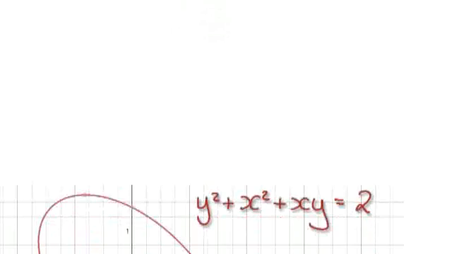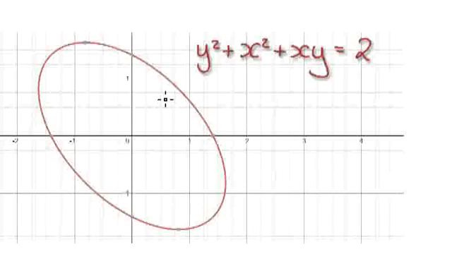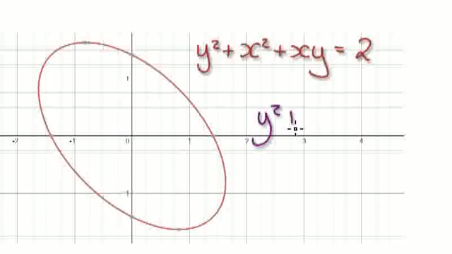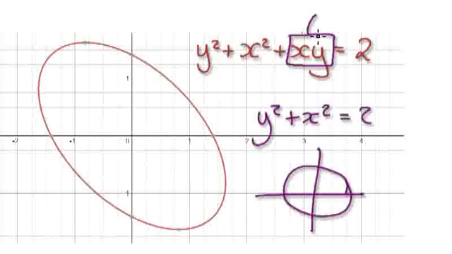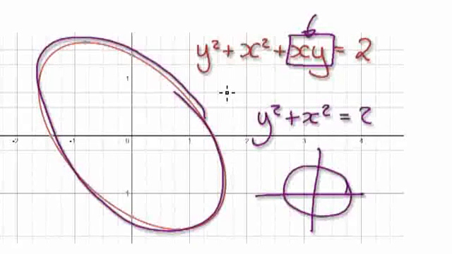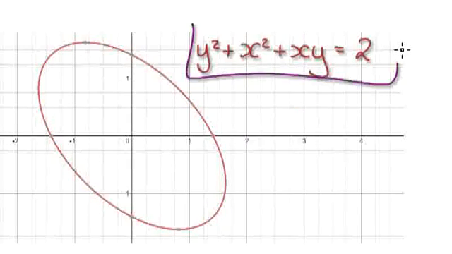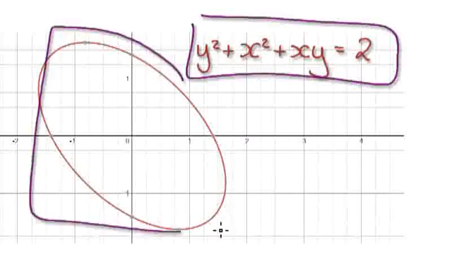Okay, let me give you guys another example. In the previous example, I gave you something like this: y squared plus x squared equals 2. And that gave us a perfect circle. But for some reason, if you stick this xy into here, it skews the circle to one side. So if you get a graph plotter and plot this, it will give you this.